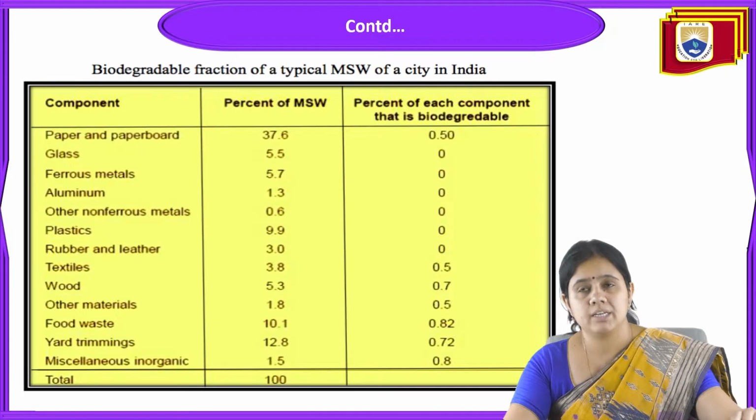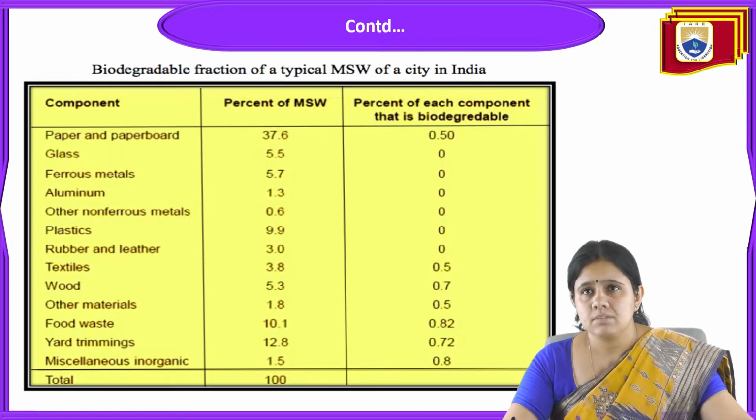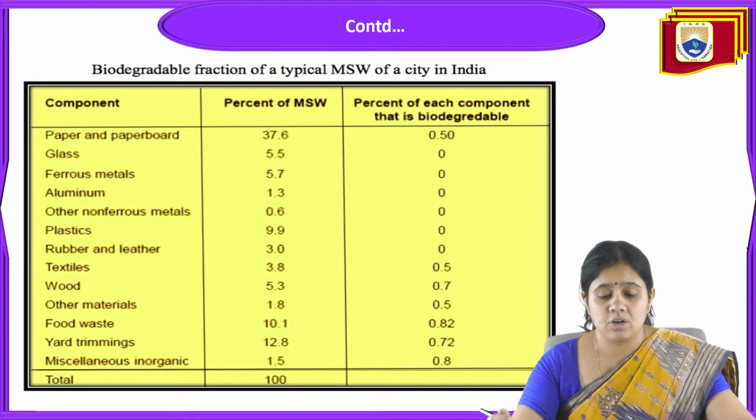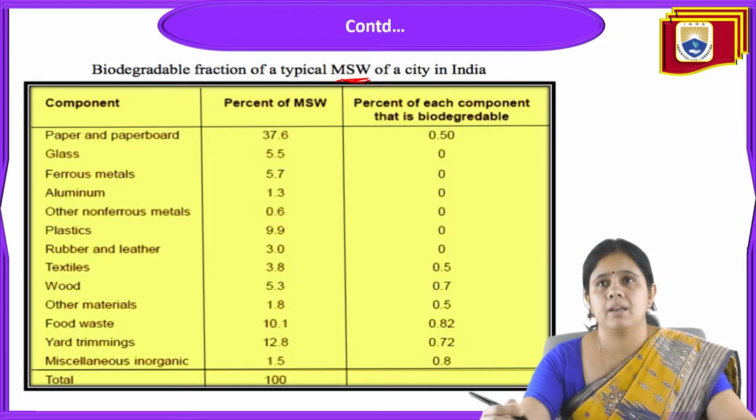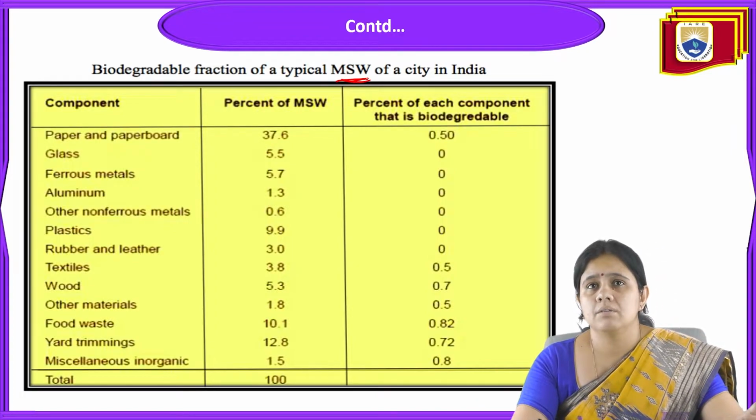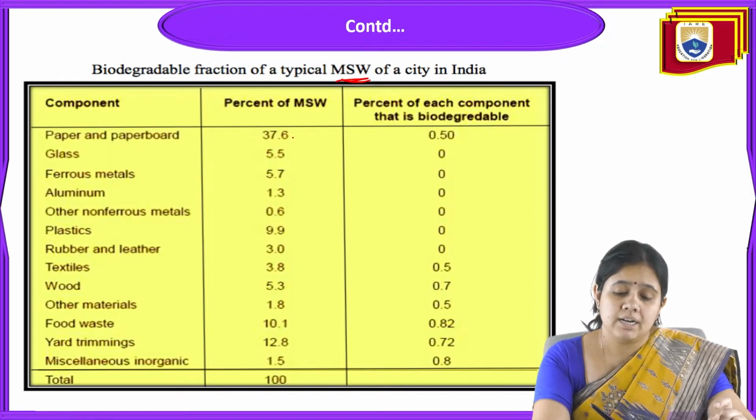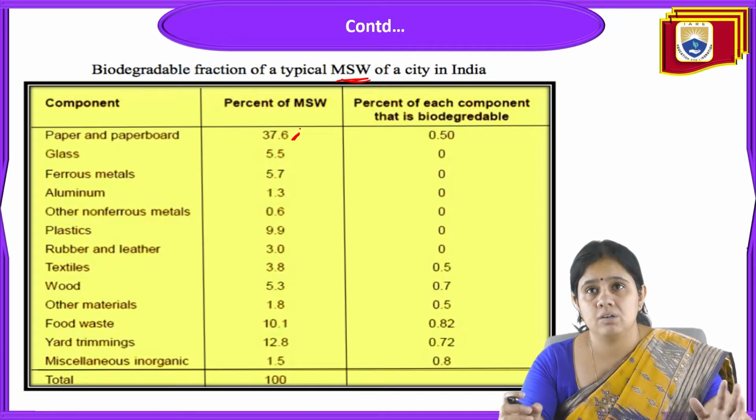Now comes the next point. Here we can see the biodegradable fraction in a typical MSW. In this table, I am showing you the biodegradable fraction. For paper and cardboard, the biodegradable percentage is 37% of the total MSW.